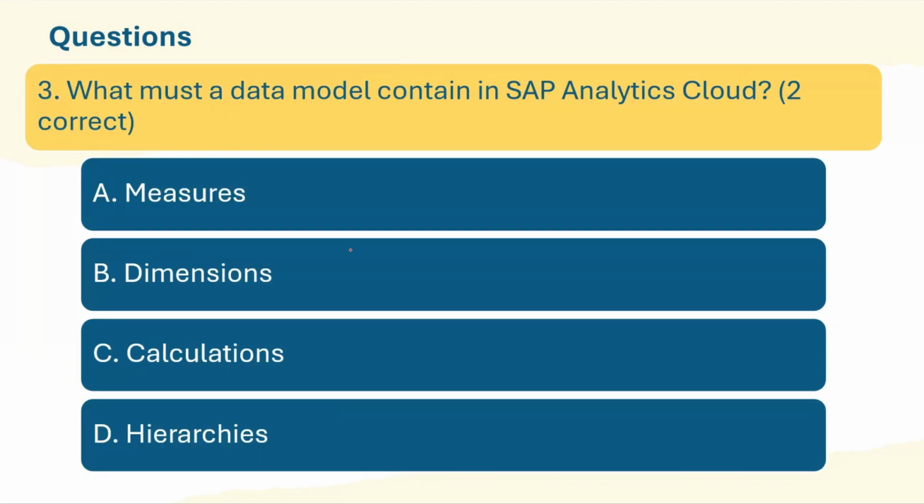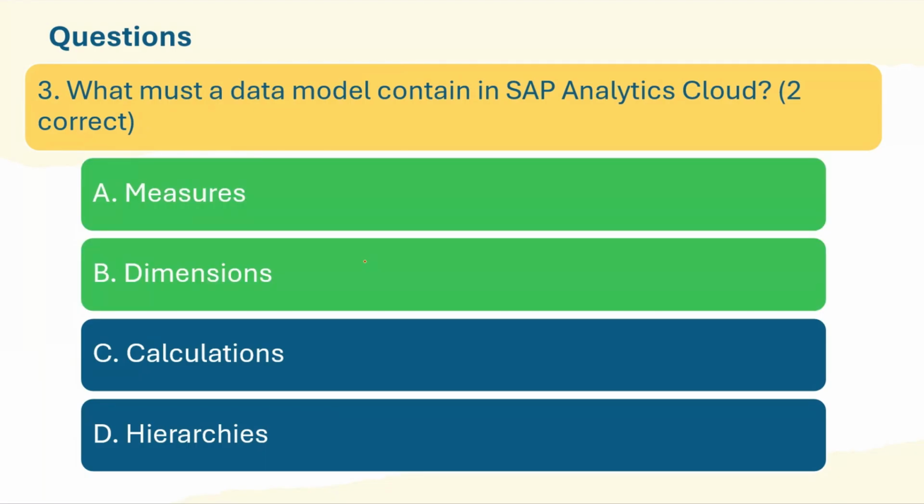Moving to the next question, what must a data model contain in SAP Analytics Cloud? A data model contains a measure and a dimension. So these two are a must. It cannot have calculation, it cannot have case. But measures and dimensions are a must, at least one. Then only you will be able to create and save the model. So these two are the correct answers.